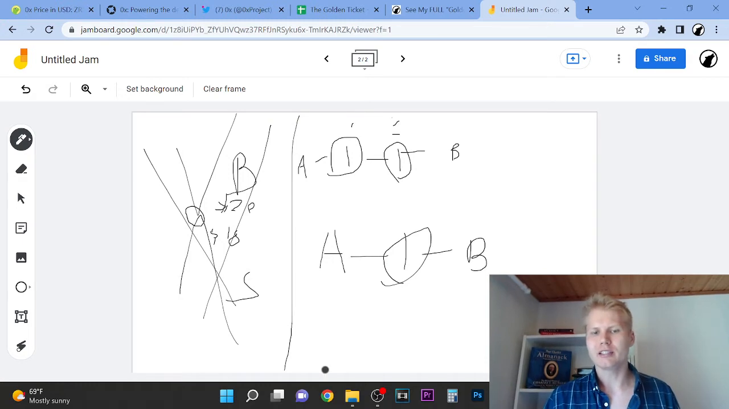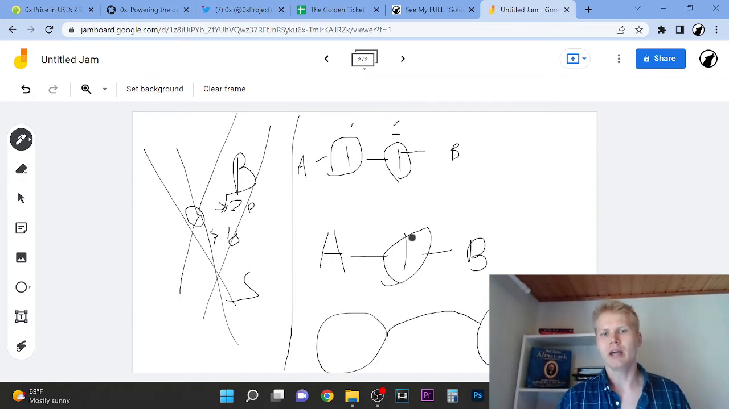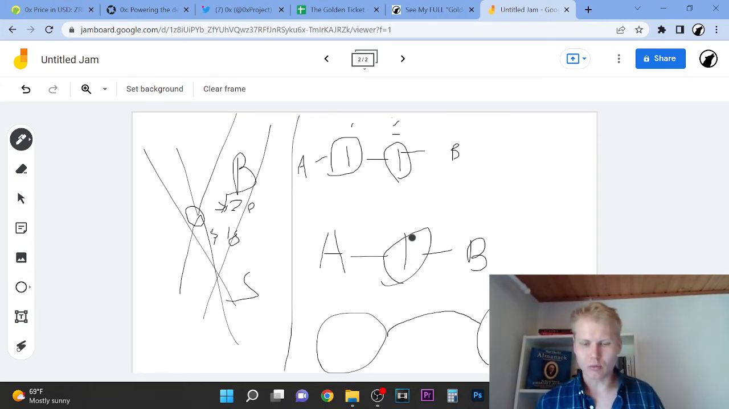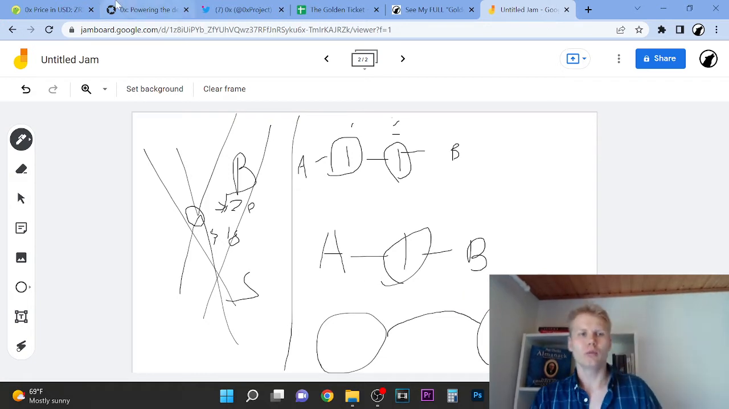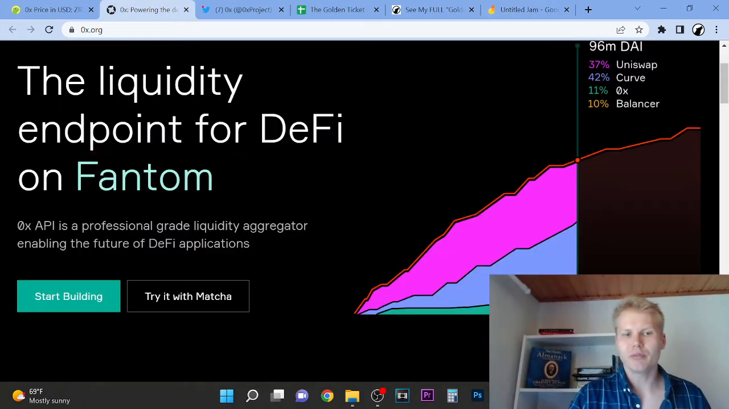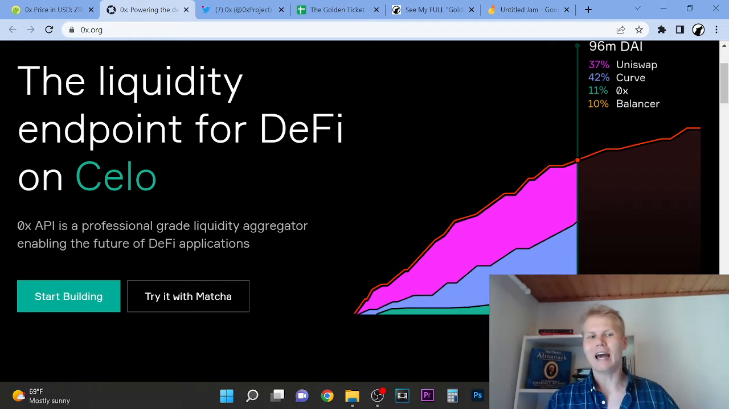So how this works, it has liquidity pools, okay? That's where the liquidity comes from. And the people or the protocol with the best liquidity is basically going to win. The reason for that is if their liquidity is low, there's going to be a lot of slippage, so basically you lose a lot of money. So what ZRX is doing is a professional grade liquidity aggregator.